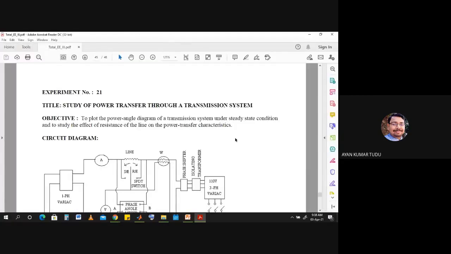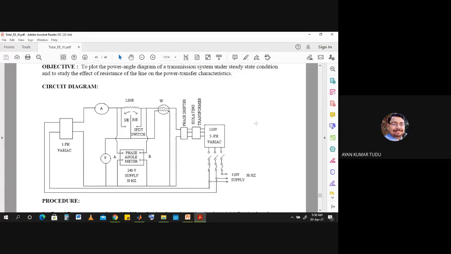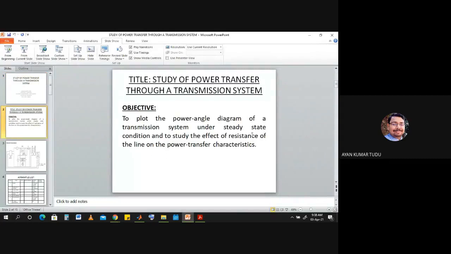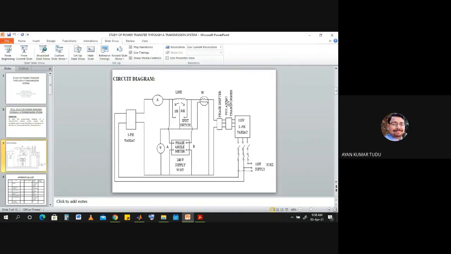As you can see, the objective is to plot the power angle diagram of a transmission system under steady state condition and to study the effective resistance of the line on the power transfer characteristics. This is a typical circuit diagram. We have that in our system also. This is the diagram, and we'll be seeing the circuit also in the videos.